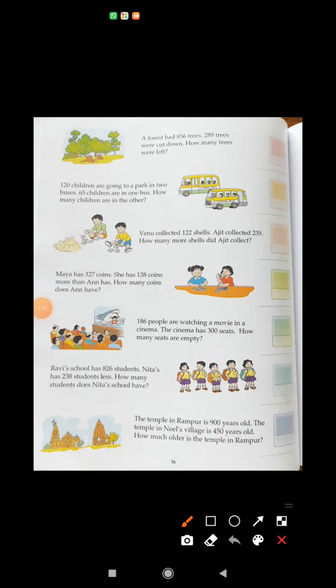Now next question: 186 people are watching a movie in a cinema. The cinema has 300 seats. How many seats are empty? Here also it is the same. You have to subtract 186 from 300 to get the empty seats. Means how many seats are empty. Those are watching a movie: there are 186 people and total seats in the cinema are 300. Now subtract to find how many are empty seats.